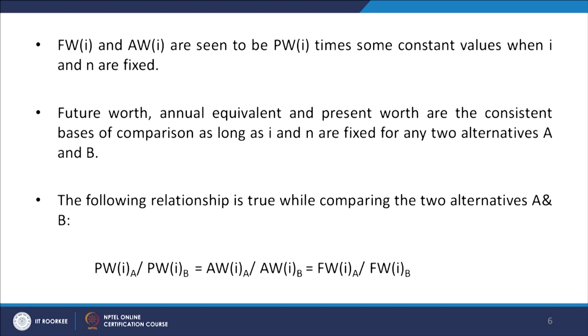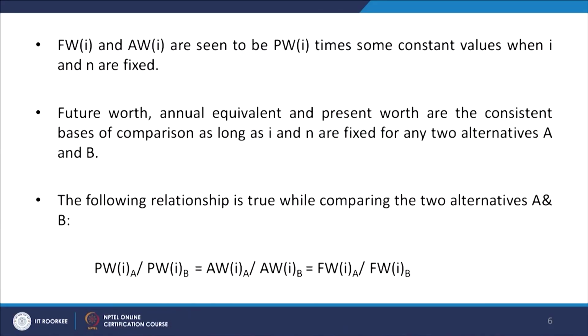And what we see is that to get the future worth from the present worth, you multiply with the f by p i n. Similarly, to get other things like AWi, AEi, you have to multiply with some other factor. So this relationship normally holds quite well: PWi A upon B will be the same as AWi A upon B, or the same as FWi A upon FWi B. So basically the ratio of all these comparisons becomes the same.